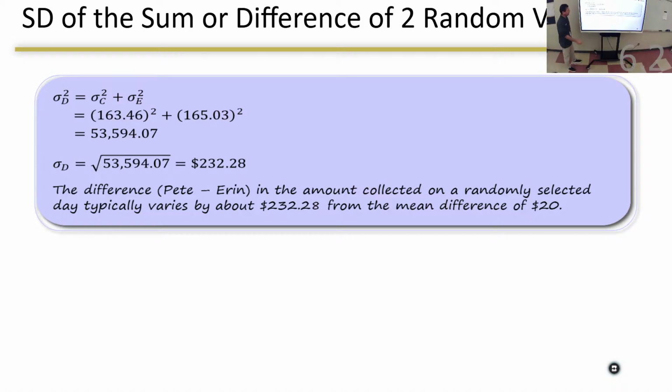And when you do, remember, this is the sum of the variances. That's why we have to take the square root. That's 53,500. There's no way the variance is 53,000 if the difference is $20. However, the standard deviation is $232. The difference of Pete minus Aaron in the amount collected on a randomly selected day typically varies by $232.28.